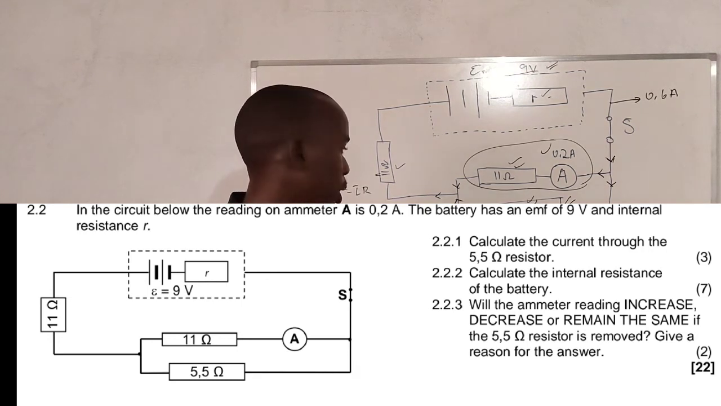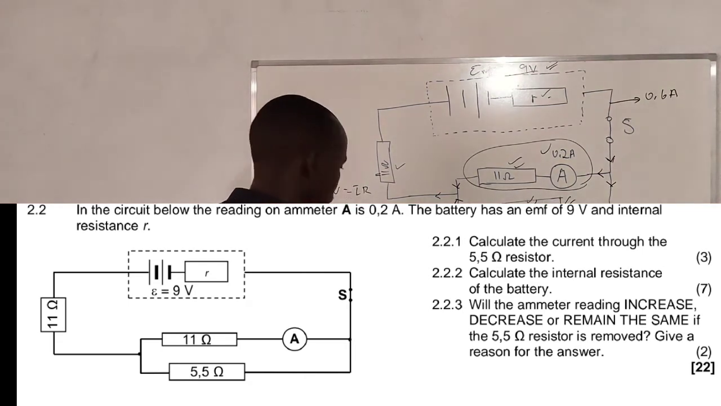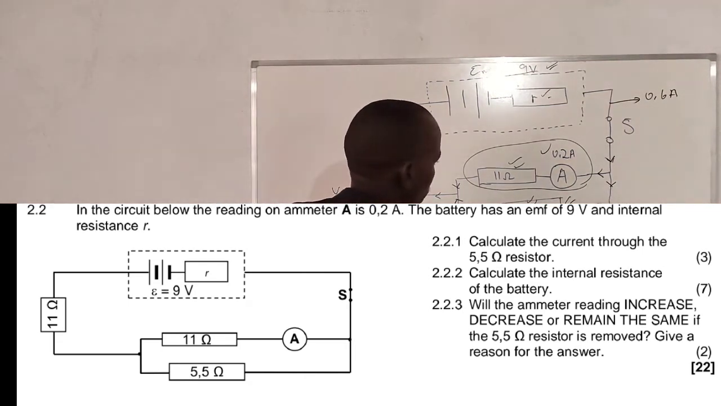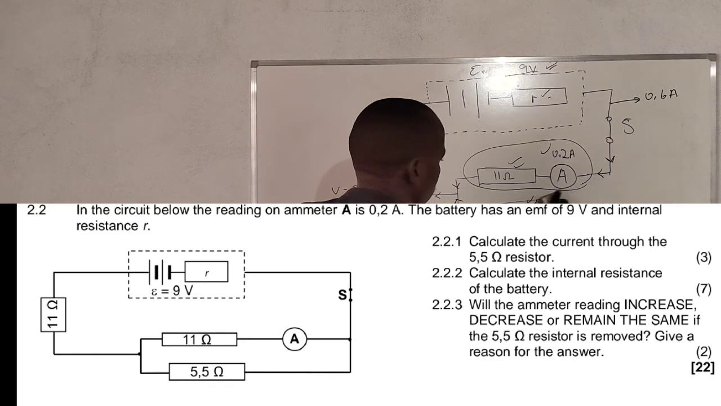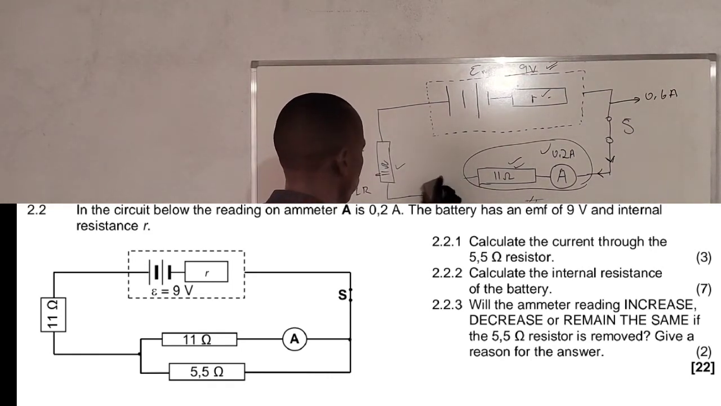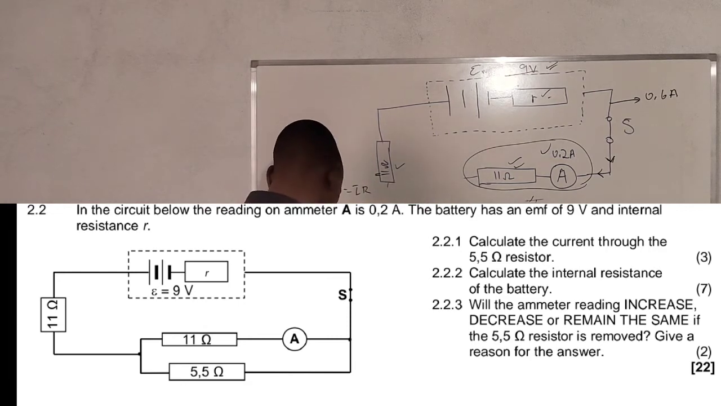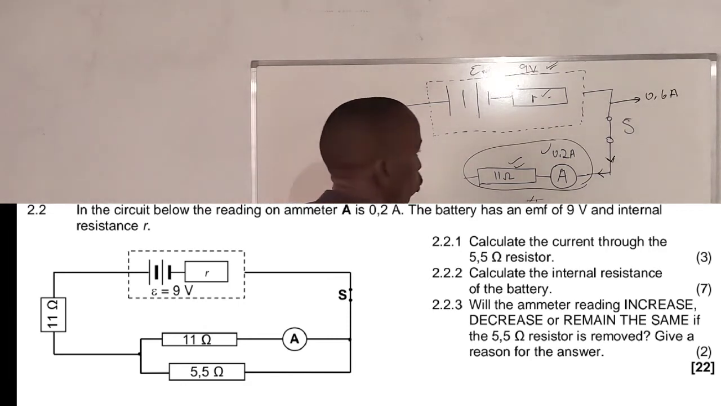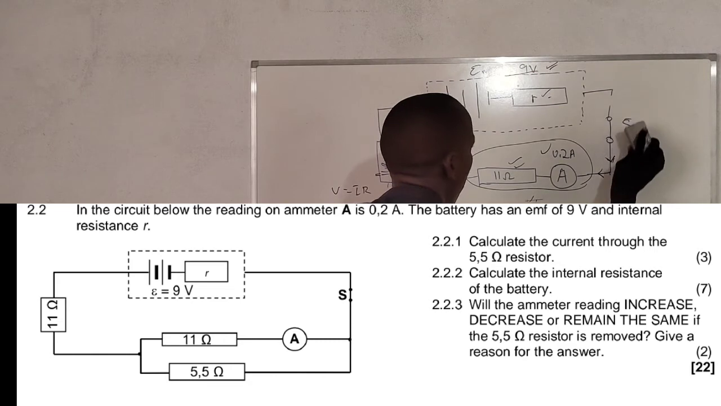The last question from this circuit asks what will happen to the ammeter reading when this 5.5 ohm resistor is removed. What will happen to the ammeter reading? So let us remove that resistor. It has been removed. I'm going to draw that circuit without the resistor.